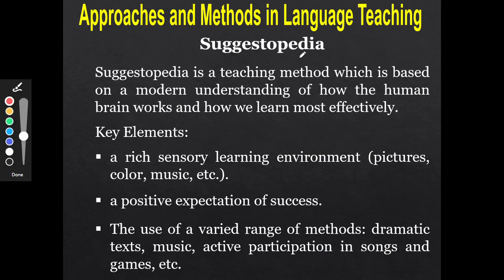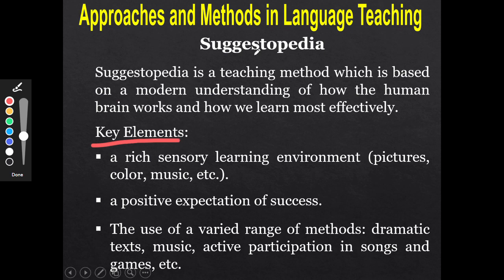Then comes suggestopedia. Suggestopedia comes from suggestion and pedagogy, or psychology, or whatever you want to match or to combine. Suggestopedia is a teaching method which is based on a modern understanding of how the human brain works. You see how the human brain works and how we learn more effectively. You see, this is kind of interesting. You know why? Because then you are talking about your brain, about how it learns.